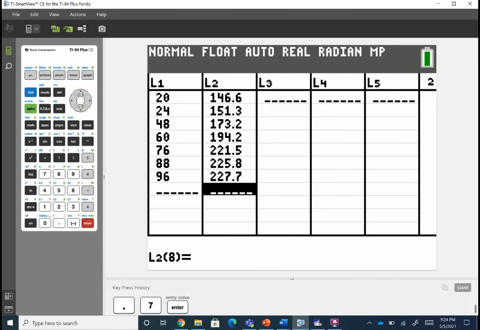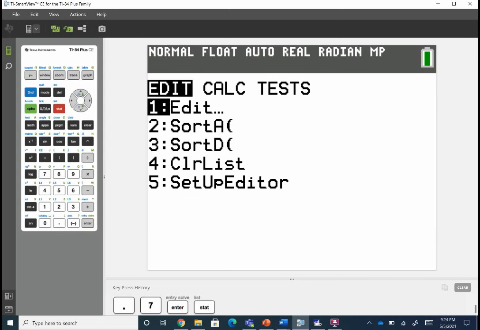Always just do a quick double check. This data set is not super large, so make sure that all your values are entered correctly. Otherwise, you will end up with the wrong correlation coefficient and the other pieces we're going to look for as well. So once you have your data set entered into your lists, you're going to press the Stat key once again.